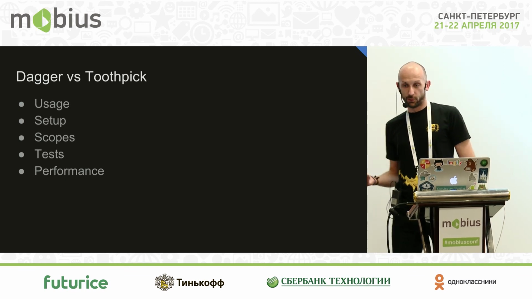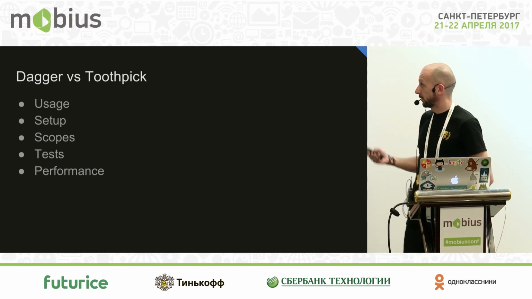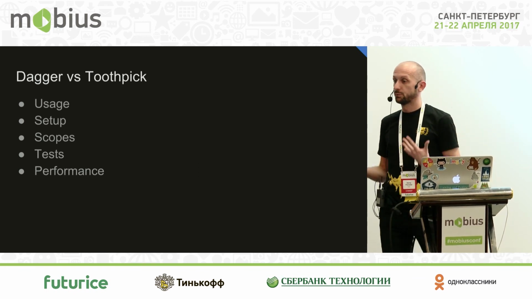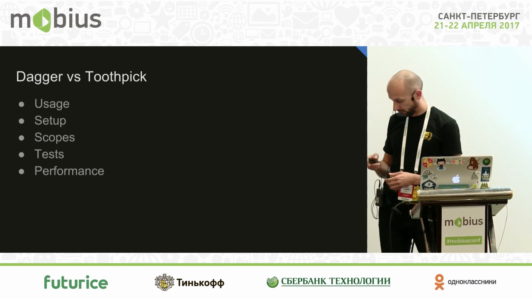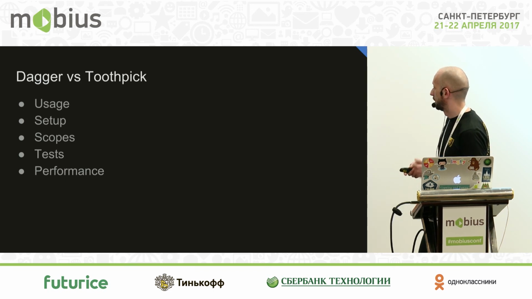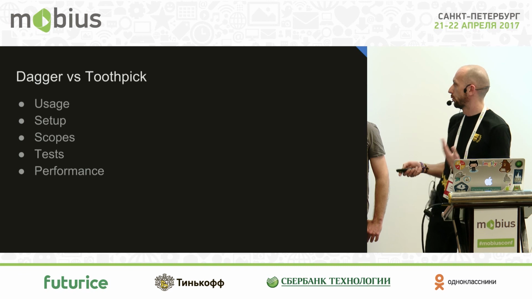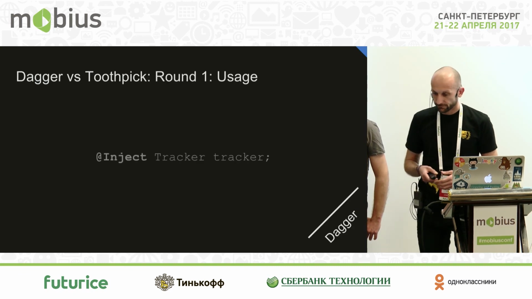So, what do you want to analyze? Let's look at how we use both, how the setup works for both. The whole idea of scopes, which is very important when it comes to Dagger, we will look at. Testing, my favorite part. And of course, performance. We heard about reflection issues, so how do both perform compared to each other?